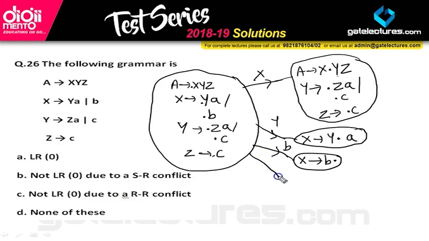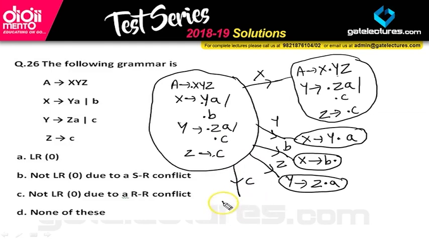Okay, so let's derive for the Z now, this one. So it will be Y derives Z dot A. So it's not an issue because it is in front of a terminal and it is the only reduction operation here, so not an issue. Okay, now let's see for the C production.